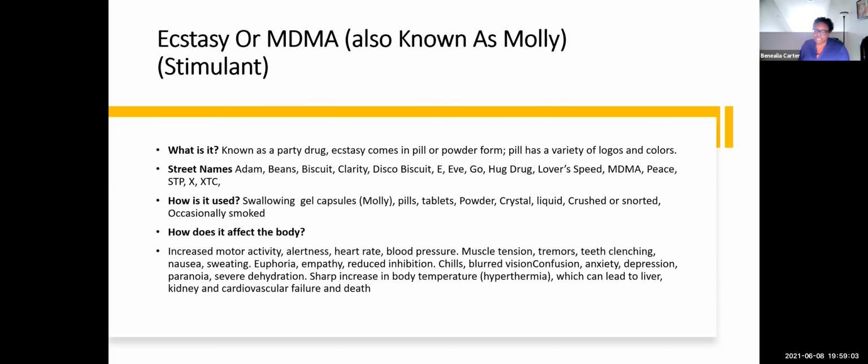So a stimulant referred to as ecstasy or MDMA, Molly. Molly is still one of the more popular party drugs. Ecstasy comes in pill or powder form, special logos. Street names are Atom, Biscuit, Clarity, Disco Biscuit, E, Eve, Hug Drug, Peace, etc. It's swallowed in gel capsule form, Molly.